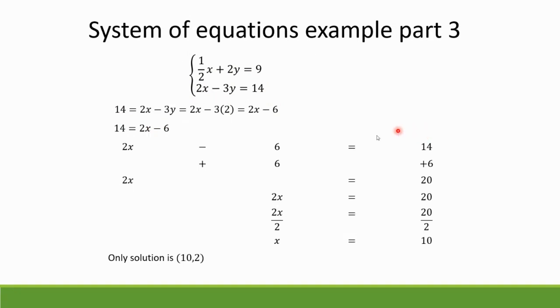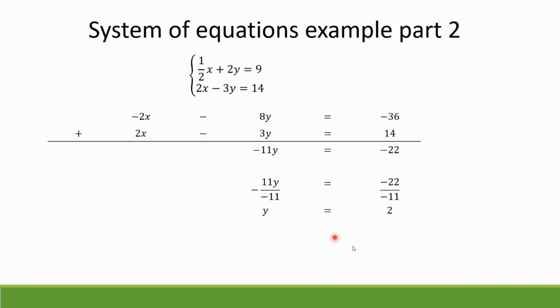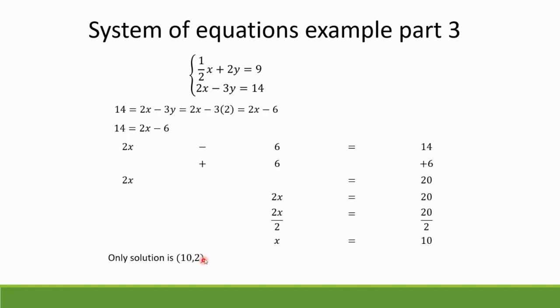Now, what do we do next? We want to solve for x, so let's isolate it. We add 6 to both sides, and we get 2x equals 20. Divide both sides by 2, because we don't want 2x, we want x, and we get x equals 10. So x is 10, y is 2. That's our only solution, 10, 2.